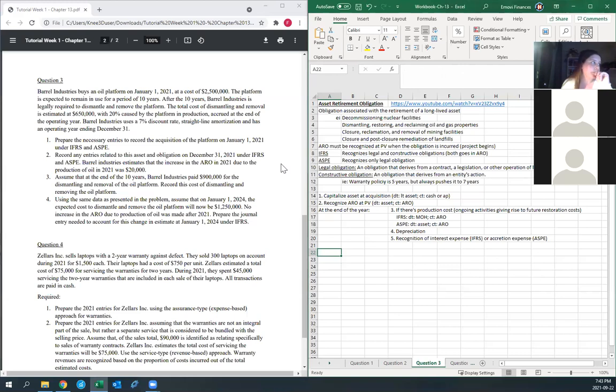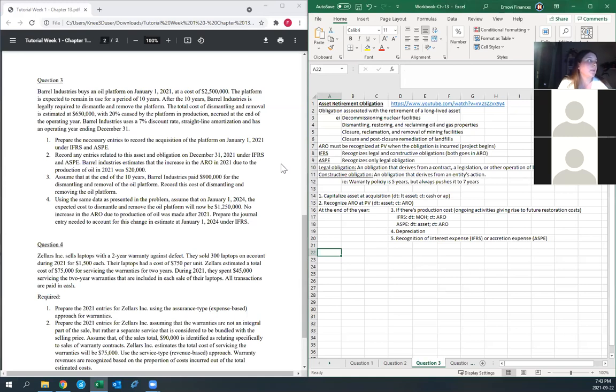So for question 3, Beryl Industries buys an oil platform on January 1st, 2021 at a cost of $2.5 million. The platform is expected to remain in use for a period of 10 years. After the 10 years, Beryl Industries is legally required to dismantle and remove the platform. The total cost of dismantling and removal is estimated at $650,000, with 20% caused by the platform in production, accrued at the end of the operating year. Beryl Industries uses a 7% discount rate, straight-line amortization, and has an operating year ending December 31st.